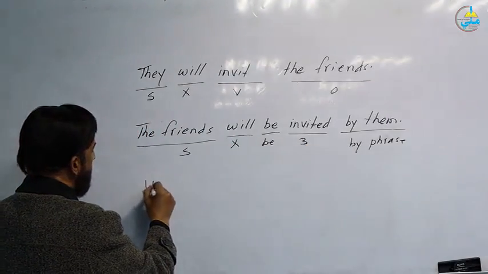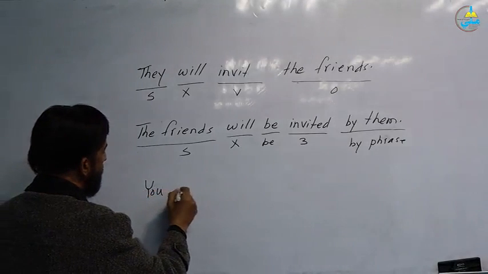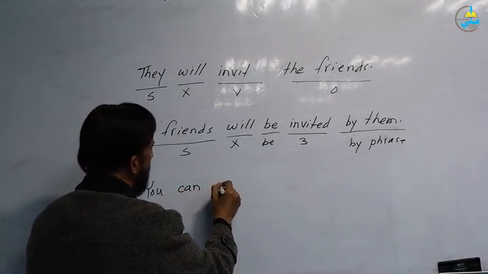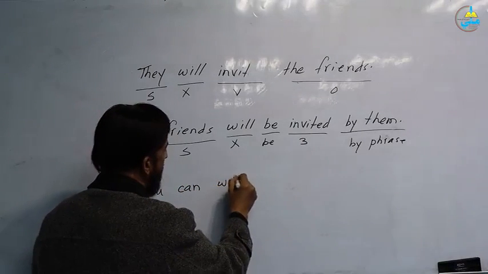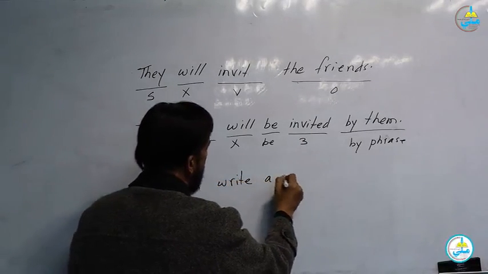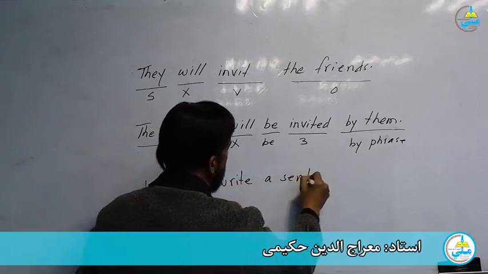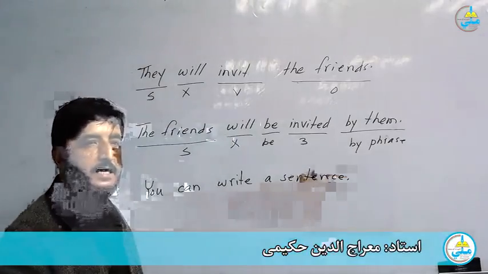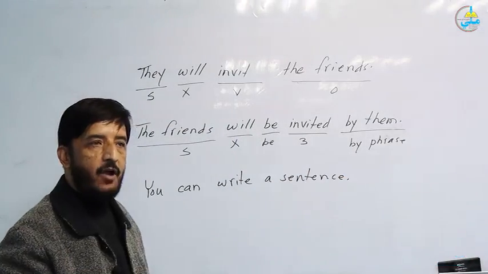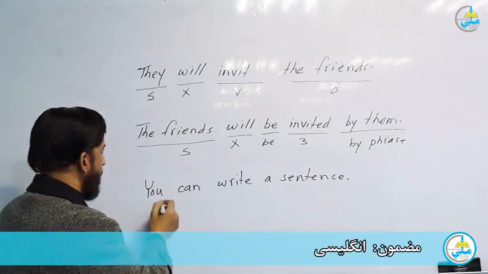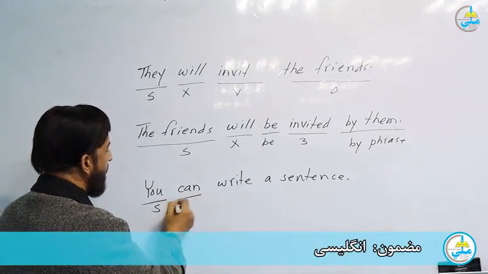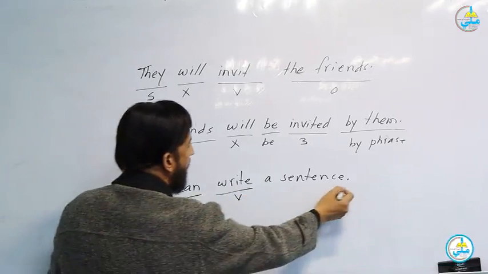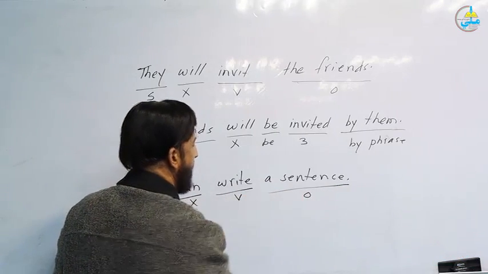For example, you can write a sentence. You can write a sentence. This is an active sentence. You is the subject, can is the helping verb, write is the main verb, and a sentence is the object.